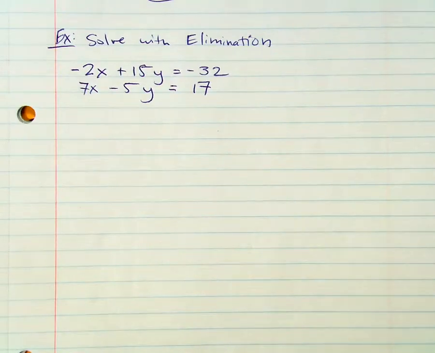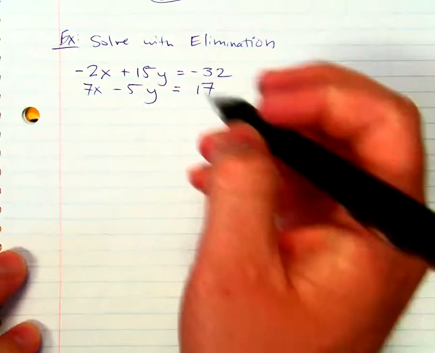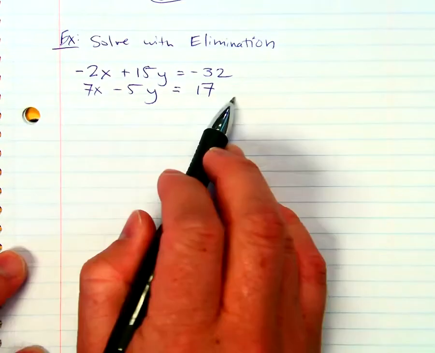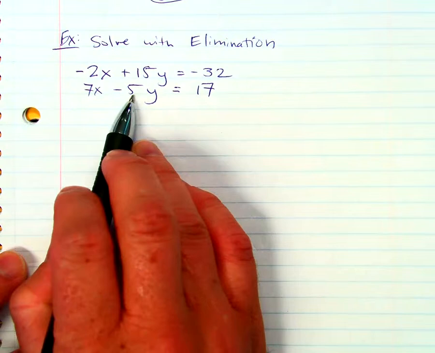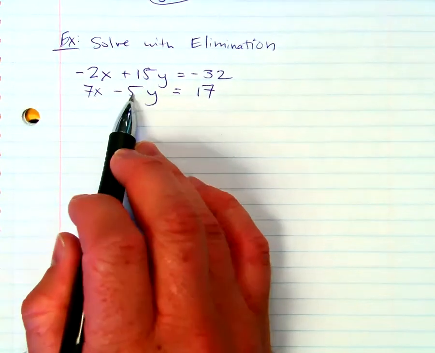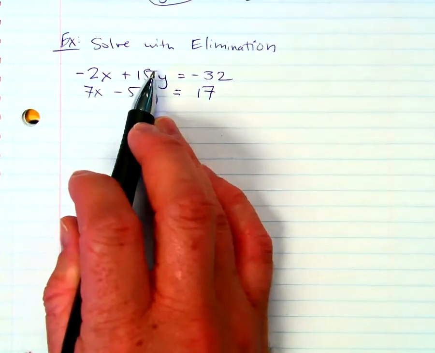In this problem, because we don't have something that matches, we are going to make it match. The idea that we're going to move forward with, out of the three that were presented, is we're going to take this bottom equation and make the y's match. We recognize that 5 does go into 15.